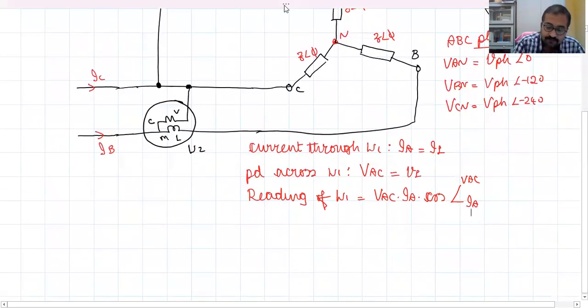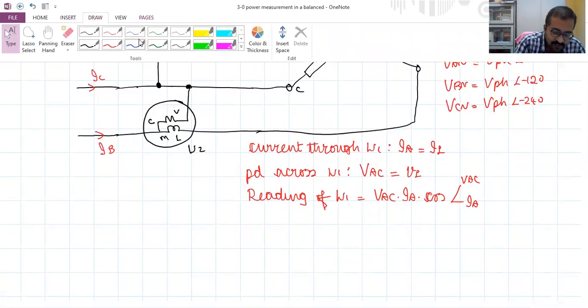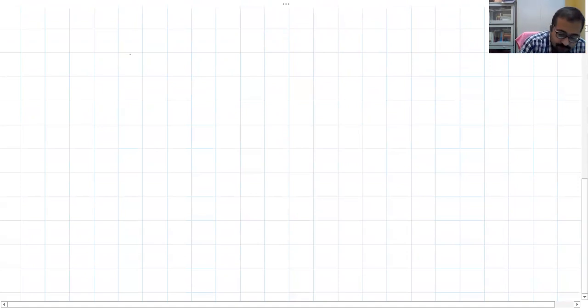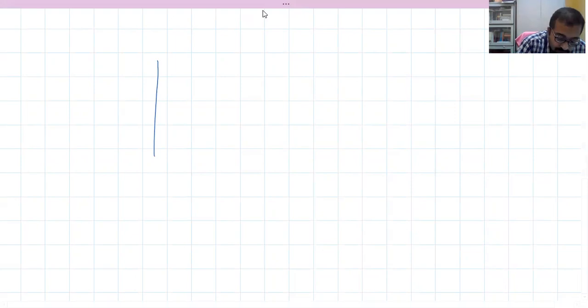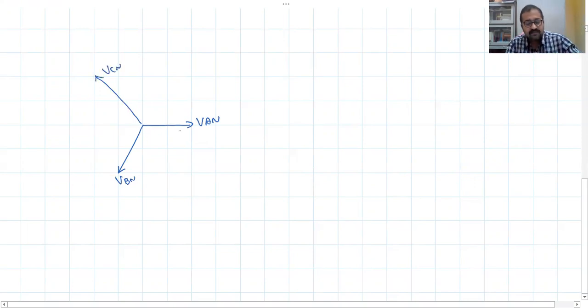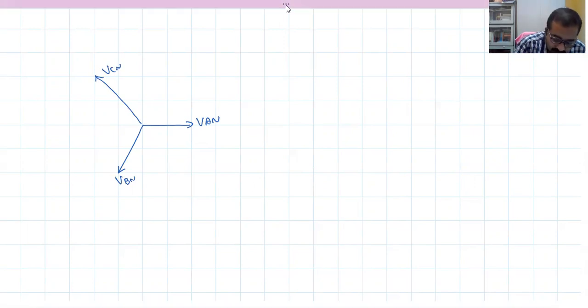Let us draw the phasor diagram for this. So this is VAN, this is VBN, and this is VCN. All phases are equal in magnitude. I think this is a bit on the higher side.